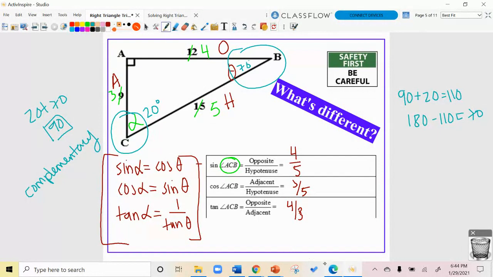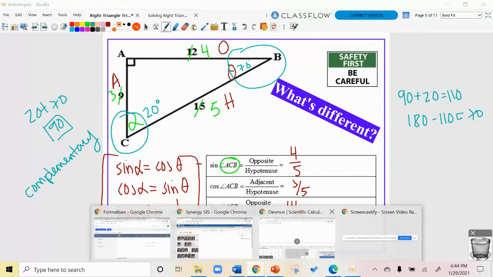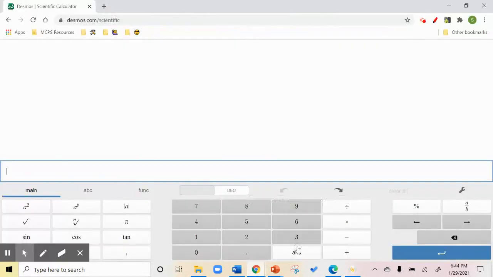Hey, why don't we look at that in a calculator? The sine of 20. I'm going to go in my calculator. This is just the Desmos calculator. The sine, there's that button, S-I-N, of 20. Am I in degrees? I think so. Degrees.